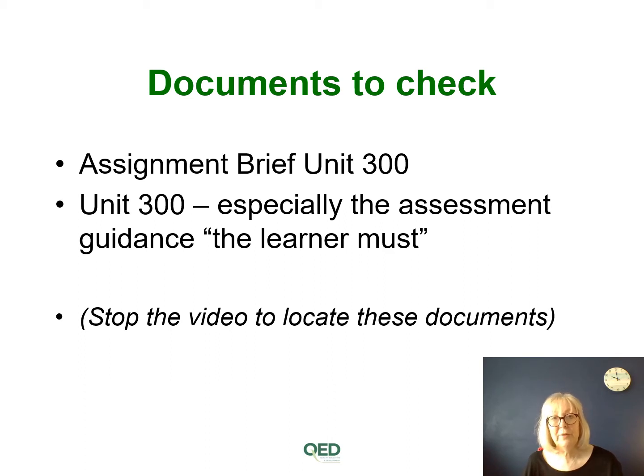But it's quite brief, and what's really helpful is if you also look at the Unit 300. Now the unit will be in the second part of your folder. The assignment brief will be in the third part of your folder. So that's where to look. Hopefully you haven't moved things around since you were given that. If it's in your digital folder, then you'll see that it's clearly labelled. It would be quite helpful to have these documents in front of you when you're actually starting to write.